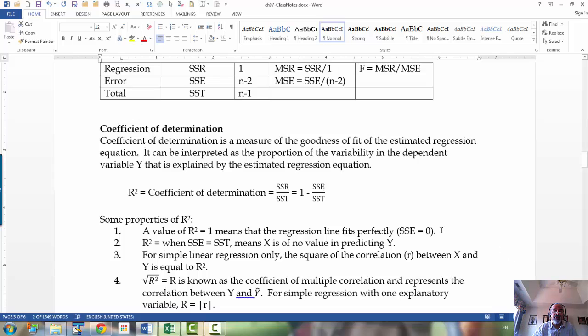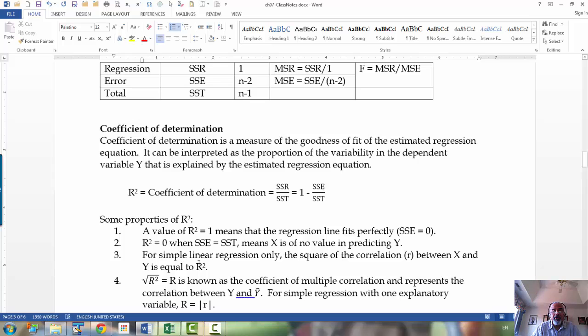Now SSE is 0. Now, when SSE is equal to SST, R squared will be 0. That means x is of no value in interpreting or predicting y. So if R squared is 0, which is very rarely the case, that means we might as well omit x. No need for considering x. So the R squared value is always between 0 and 1. It cannot be negative, and it cannot be more than 1.